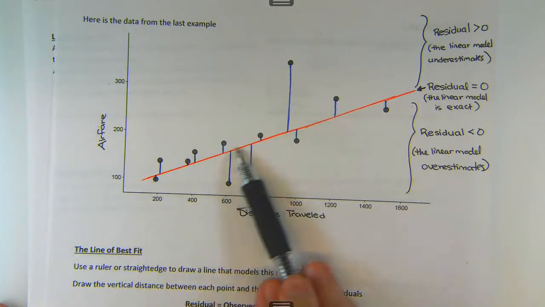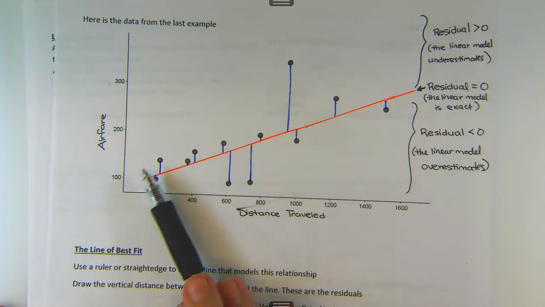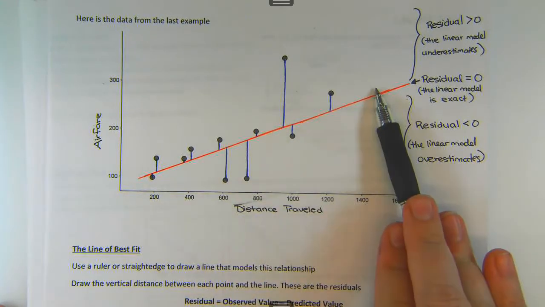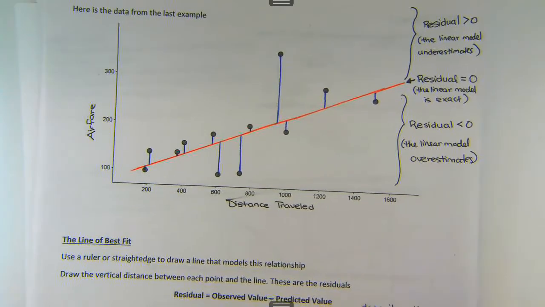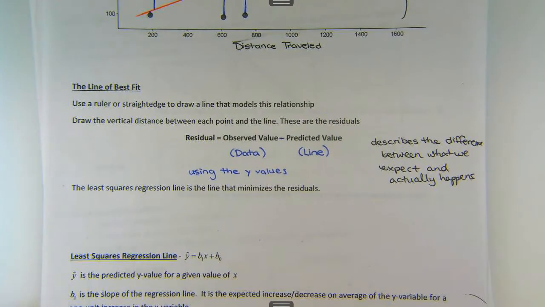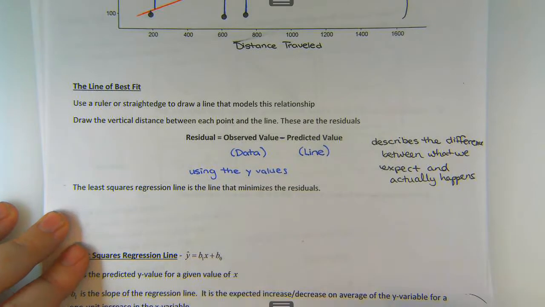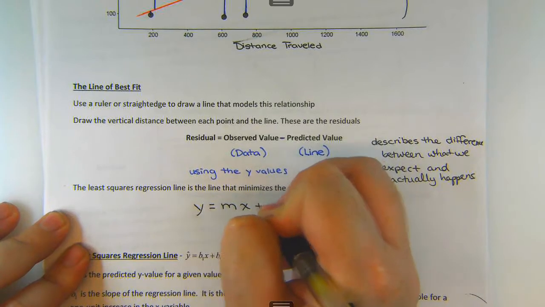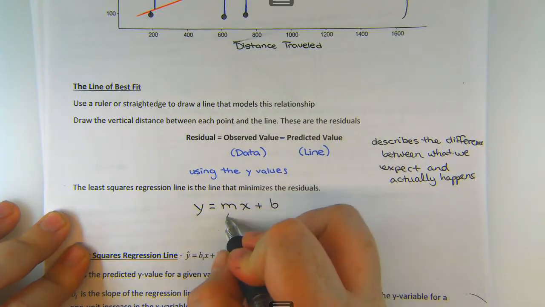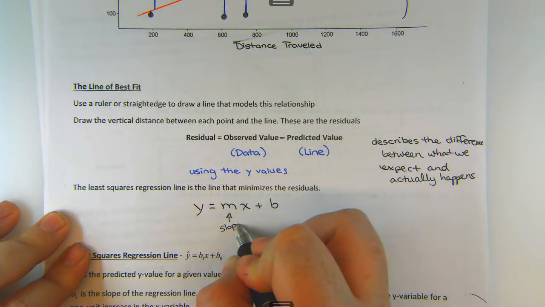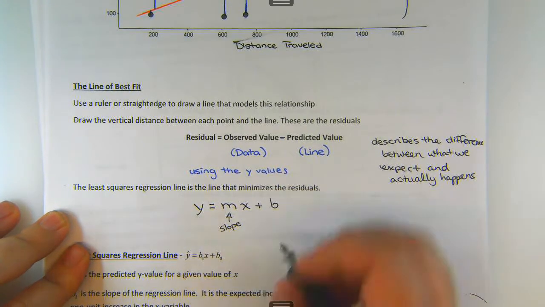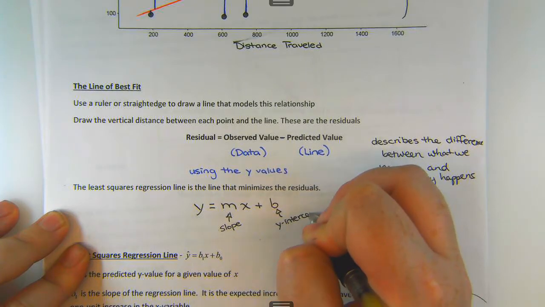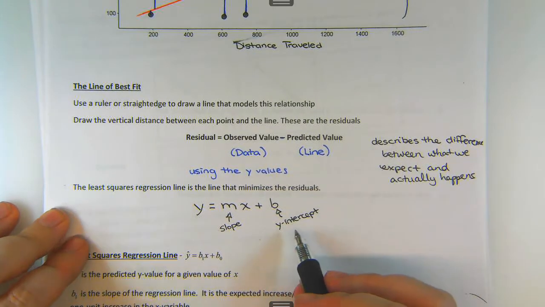So this line that's created is using these residuals and it's trying to minimize all of the residuals simultaneously. And that creates the equation for our line. As a reminder from our algebra days, if we're creating an equation for a line, the setup is y equals mx plus b, where m describes the slope of our data, x is our independent variable, and b describes the y-intercept, which is where we intersect with the y-axis.